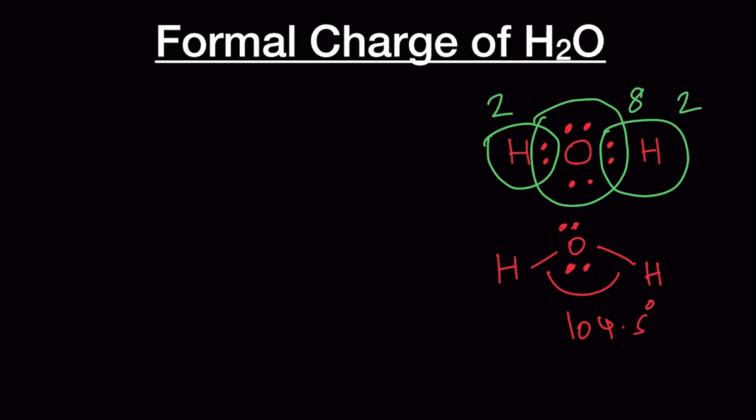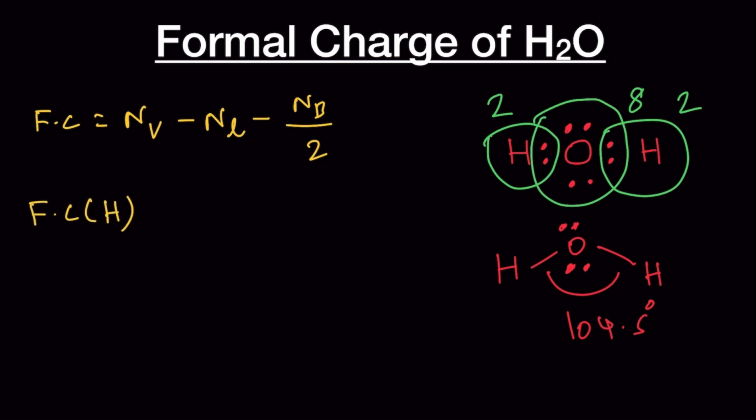Let's determine the formal charge of H2O. Formal charge is equal to number of valence electrons in the atom minus number of lone pairs of electrons in the molecule minus number of bond pairs of electrons divided by 2. Therefore, the formal charge for hydrogen atom is equal to, we have only one valence electron in the atom for hydrogen, minus we do not have any lone pairs of electrons, therefore this is 0, minus we have one chemical bond, that means 2 electrons, therefore 2 divided by 2. So, this means the formal charge for hydrogen is equal to 0 in water.